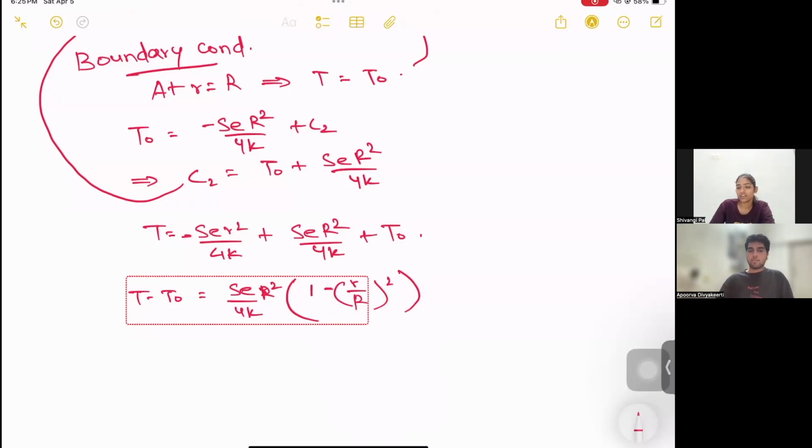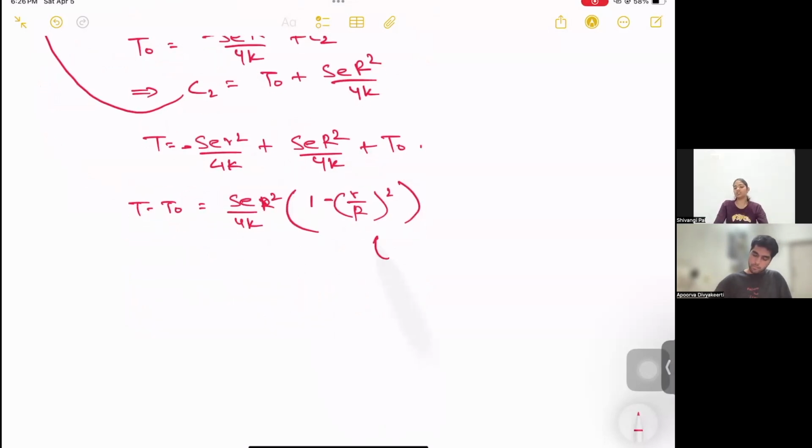Now you might be wondering why we have taken SR square by 4k as common. Why not any other term? We have taken this common like this because we want r by R to be like this, because in this case our boundary condition application will be easy.